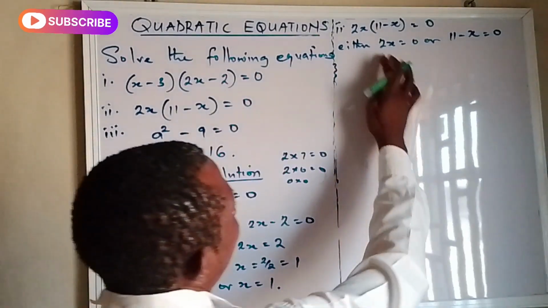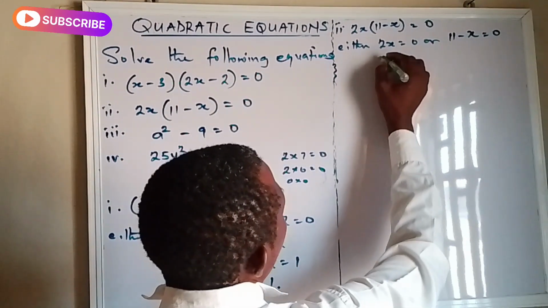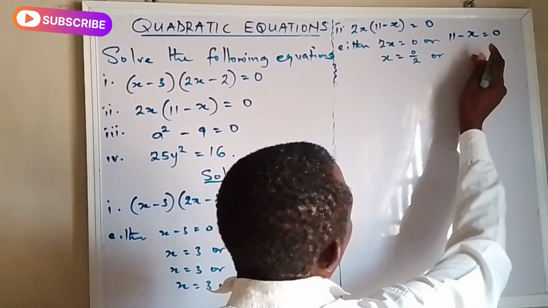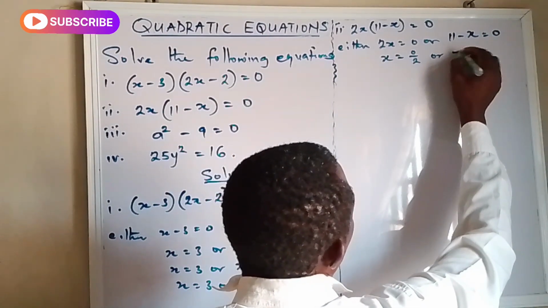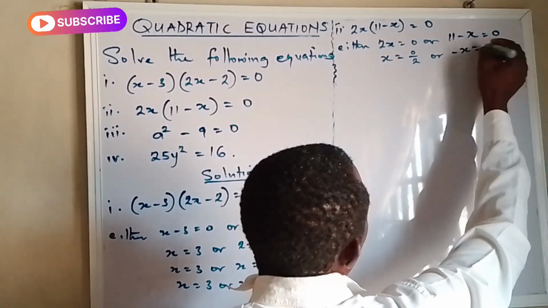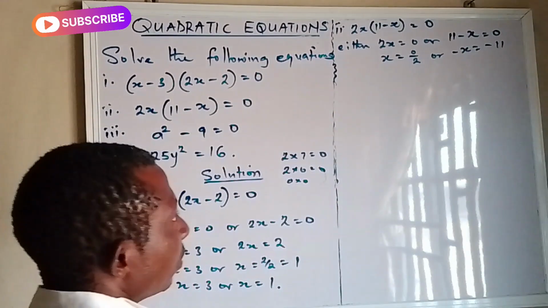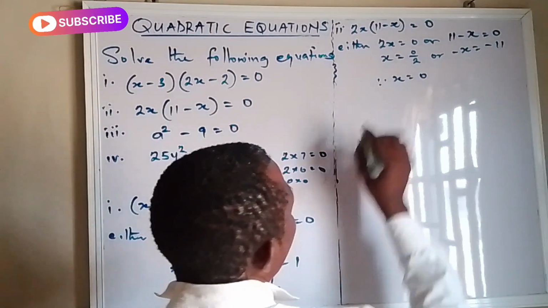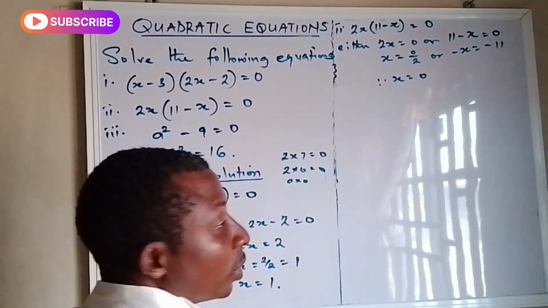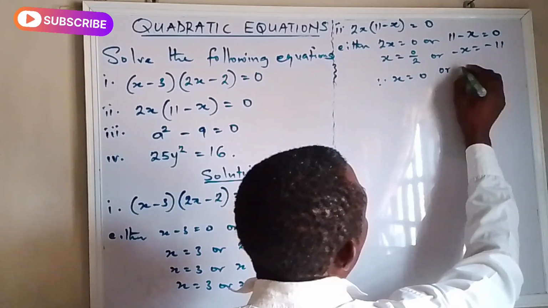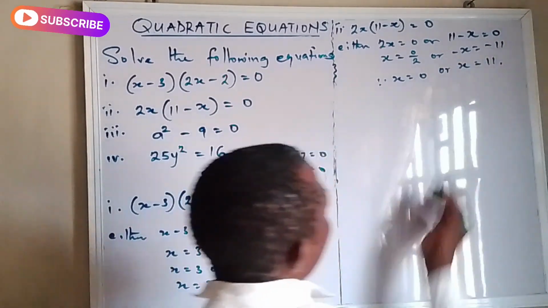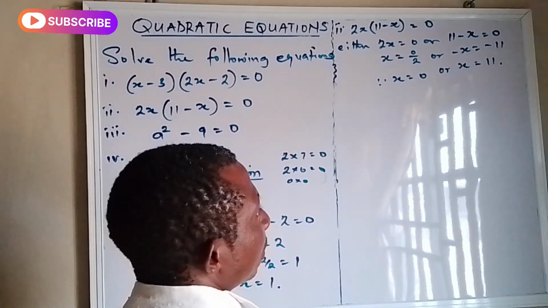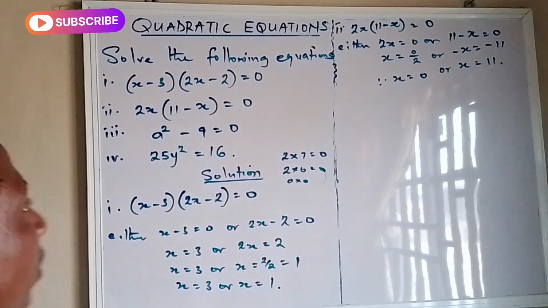Alright, so here you can divide both sides by the coefficient of x. So we have x = 0/2, or now you move this one to this side, we have -x = -11. Therefore x = 0, because 0 divided by 2 is 0, or x = 11. Why is it 11? You divide both sides by -1. Right, so that's the answer to the second question.